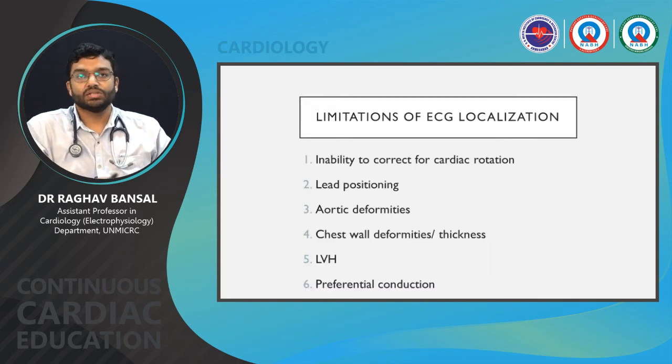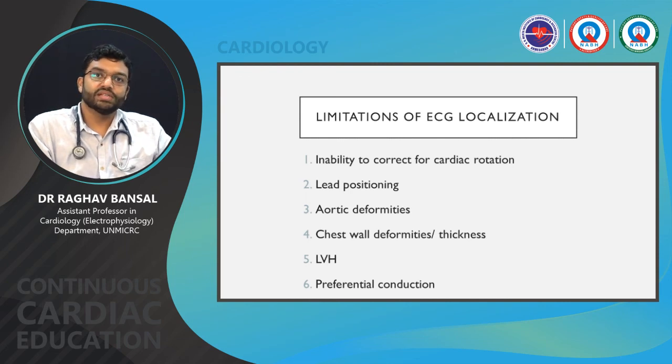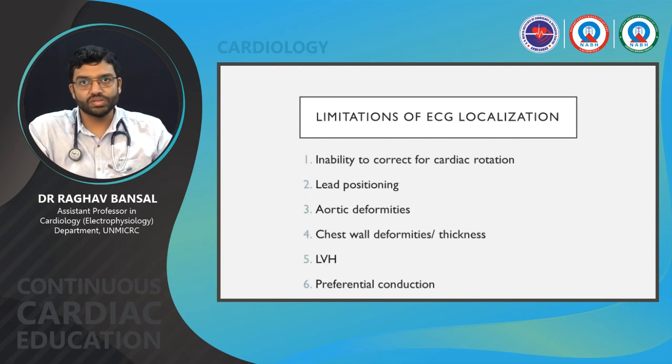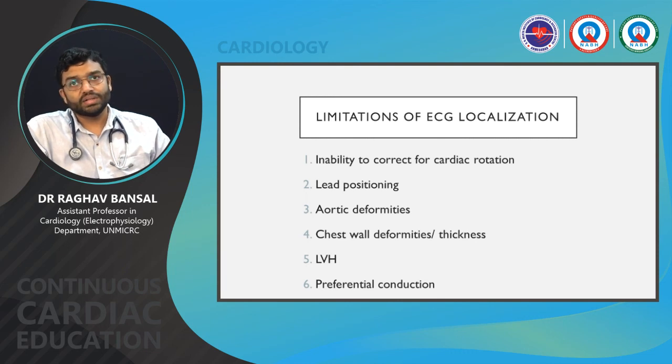So in the end, just to end my talk, I need to emphasize that there are several limitations to ECG localization, and ECG localization cannot be 100% accurate each time. When we are going to the EP laboratory for catheter ablation, it just gives an area where we need to map, but it cannot frequently localize the exact site of origin, and it is the mapping in the EP lab which will give us the exact site of origin. So what are the limitations?